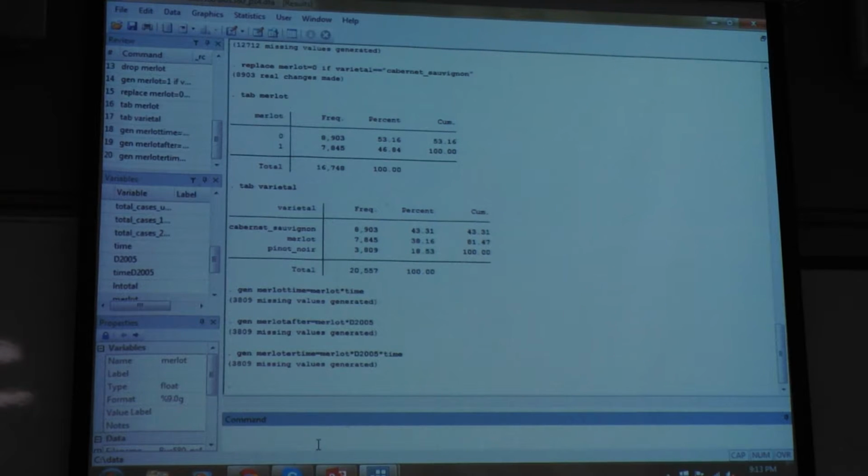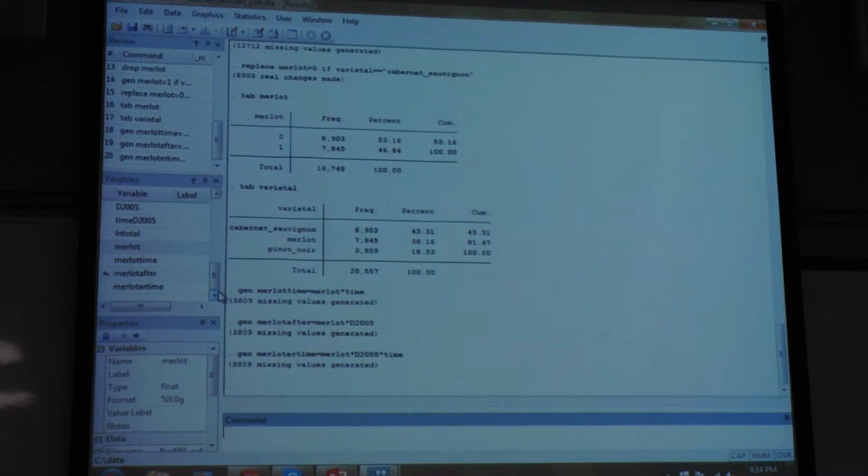All right, I think we're done. Is that it? And that's the treatment group. Merlot is our treatment group. Merlot is the one we're trying to see if it was affected by the movie. Cabernet Sauvignon shouldn't have been affected by the movie. There was nothing bad said about it. There was nothing good said about it either. It was pretty much left alone. So it should be unaffected by the treatment.